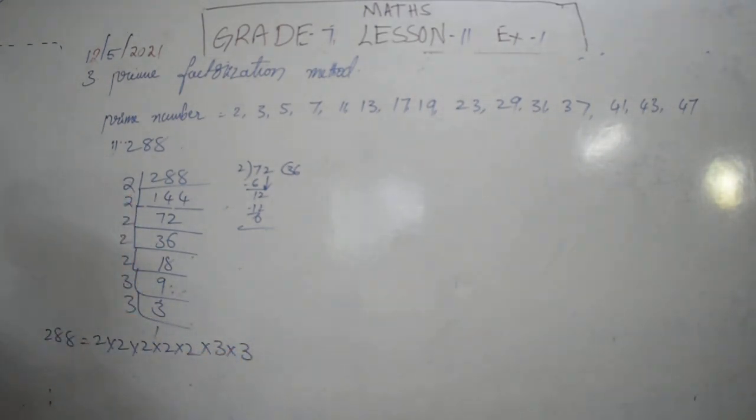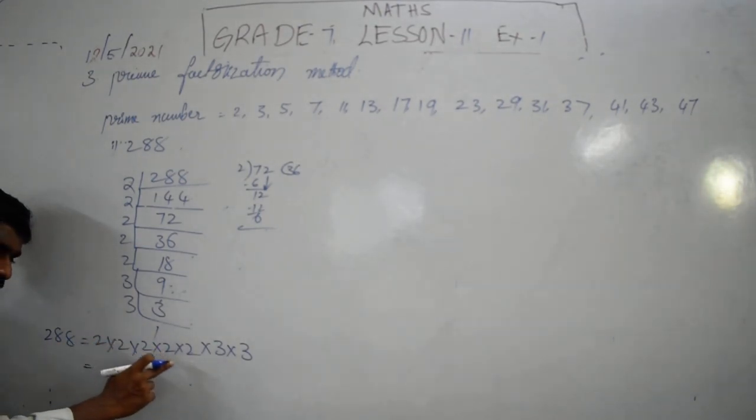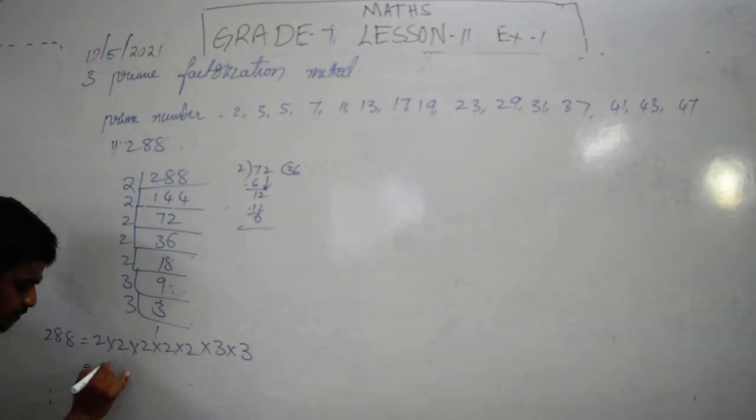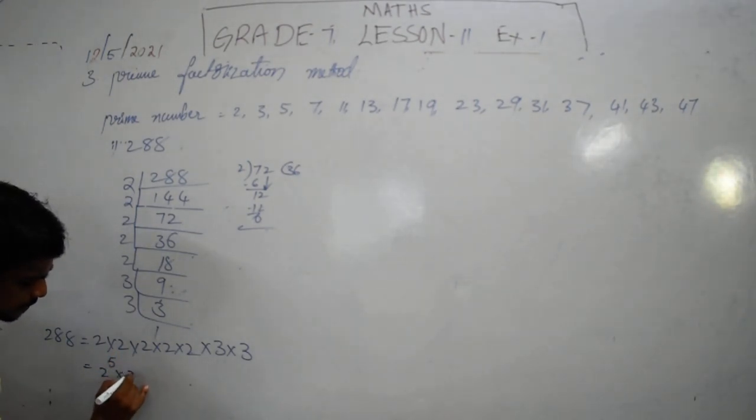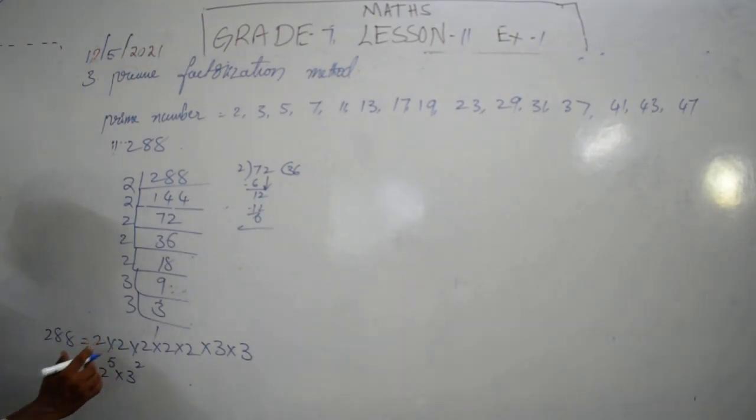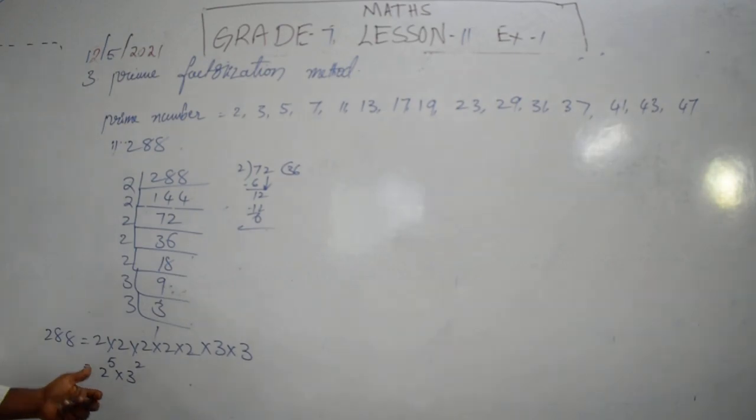Only prime numbers are used here. 2 comes 5 times, 3 comes 2 times. How many times do we multiply 2? 5 times, so 2 power 5. How many times do we multiply 3? 3 square, 3 power 2. This is the exponential form according to the prime factorization method. So 288 equals 2 power 5 cross 3 square.